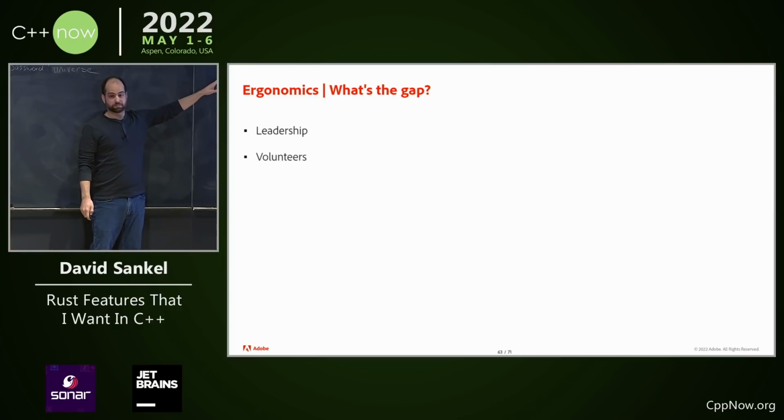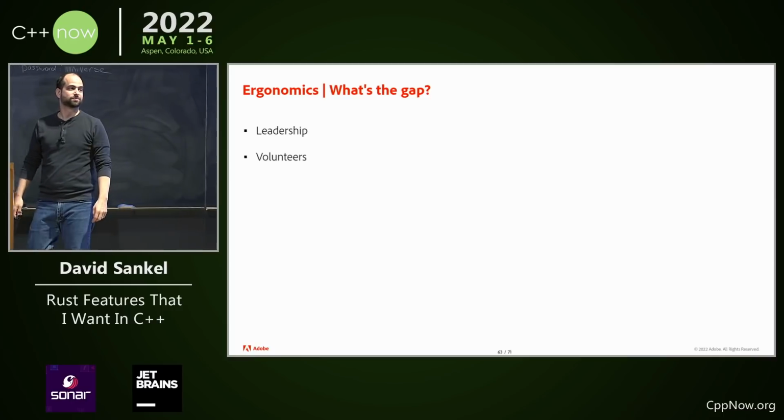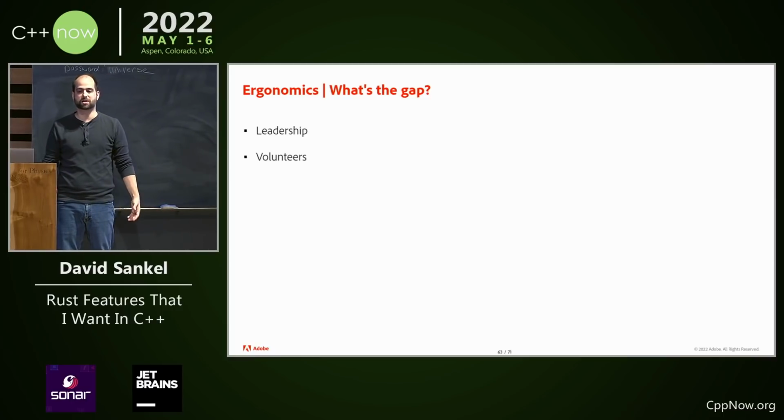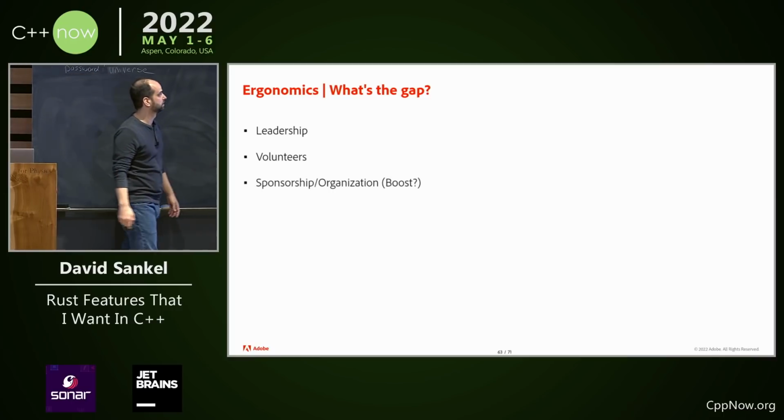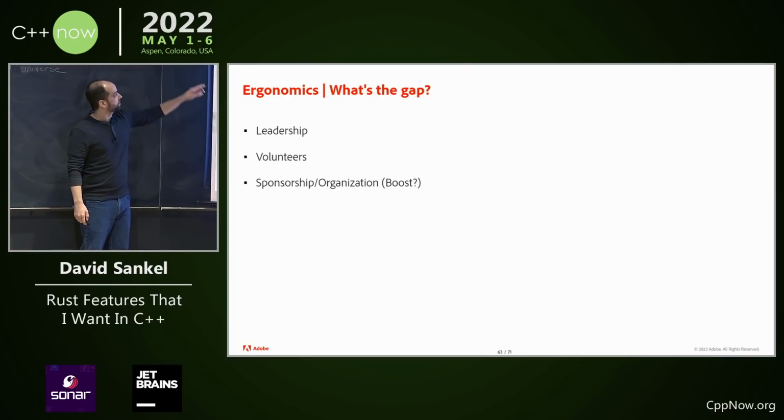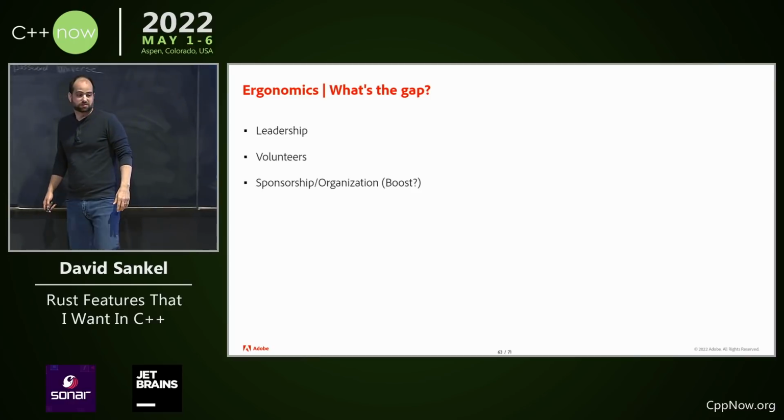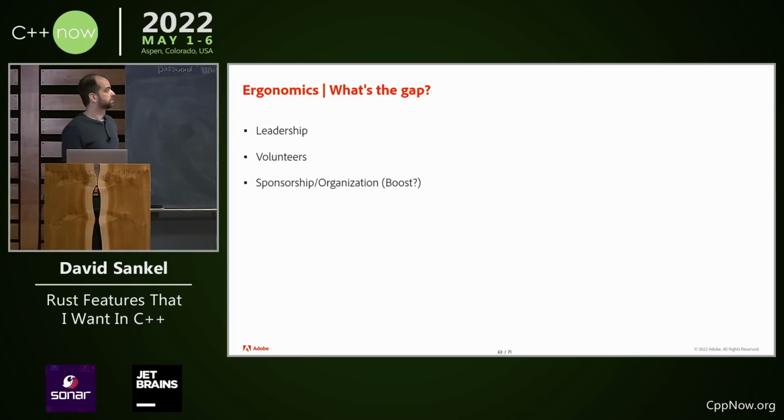If there's leadership, who would be willing to volunteer their time and effort into helping make C++ more ergonomic? 1, 2, 3, 4, 5, 6, 7, 8, 9. Awesome. Please come talk to me afterwards. Let's get all these names together. We need sponsorship and organization for this, right? Could Boost be that? Maybe. This is something doable.